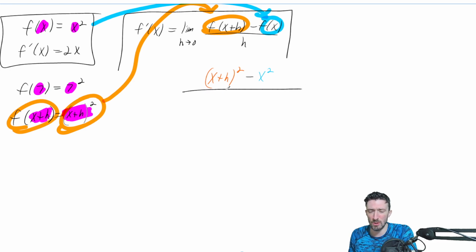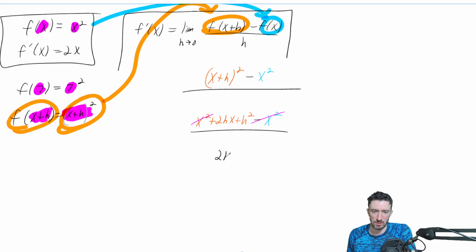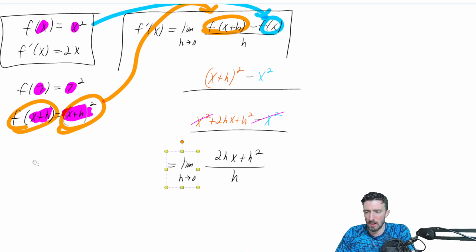Okay, so now the top can actually expand to x squared plus 2hx plus h squared. So that's just some algebra. And then minus our x squared. And now on the top, we get a nice cancellation. So it turns out it just becomes 2hx plus h squared, and that's all over h. And it's also the limit as h goes to 0.